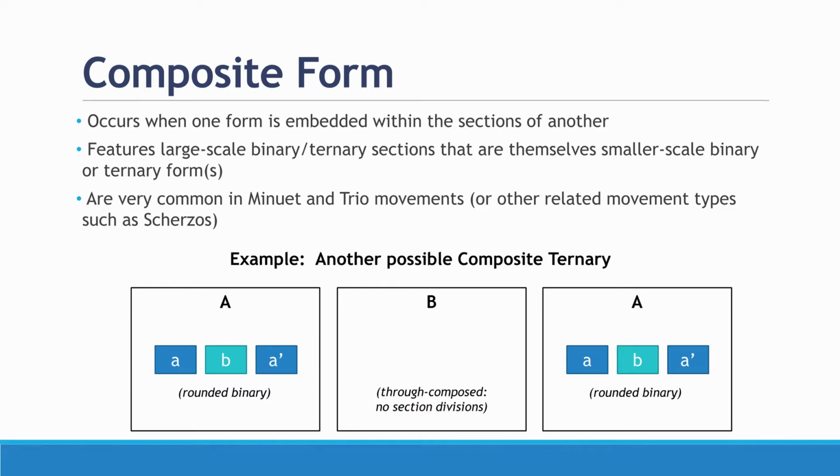One thing I want to point out before I start with some practical examples is that it's also possible for some sections to be composite and other sections to not be composite. So for example, I could have a composite ternary form that has my ABA of my ternary. My A section maybe breaks down in something like a rounded binary, but maybe my B section doesn't have any section divisions. It's just through-composed. That's entirely possible. As long as one of the sections has composite structure, then we consider the thing to be composite ternary.